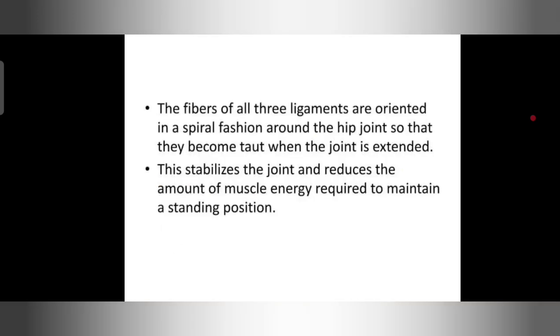So the fibers of all three ligaments are oriented in a spiral fashion around the hip joint so that they become taut when the joint is extended. This stabilizes the joint and reduces the amount of muscle energy required to maintain a standing position.